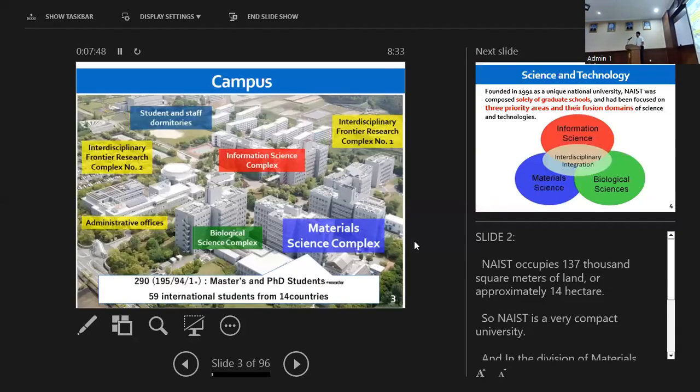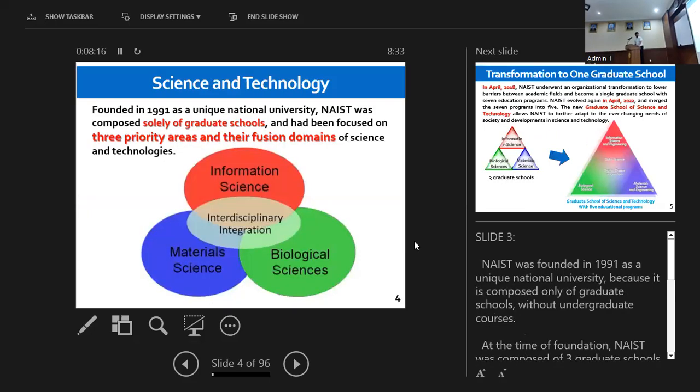Our campus is quite compact. Our school is composed only of graduate schools, unlike UGM, which is very large and has undergraduate students. In NAIST, it's only graduate students. My building is here in the Material Science Complex. Currently we have only 290 master's and PhD students, and 59 international students from 14 countries. NAIST is composed of three graduate schools: information science, material science, and biological science.